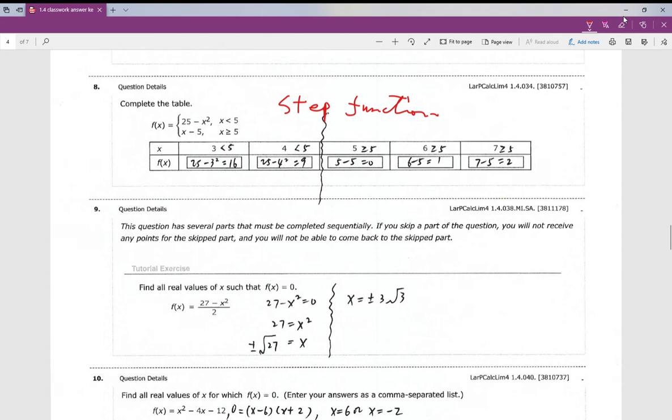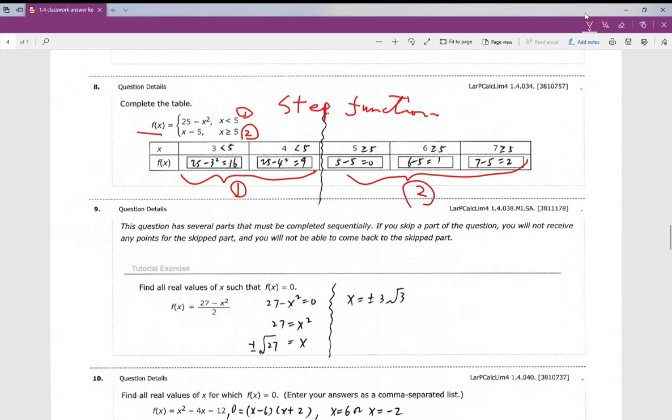Step function means you have function, but this function has number 1 function and number 2 function together. Okay, 1 and 2 together. Now, when do you use number 1, when do you use number 2? When x is smaller than 5, you use the number 1 function. When x is greater than 5 or equal to 5, you use number 2 function.